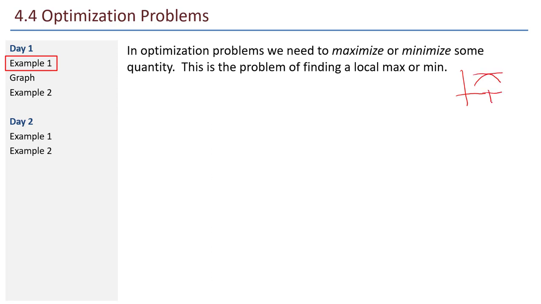The max occurs where the first derivative is 0. A min occurs where the first derivative is 0.